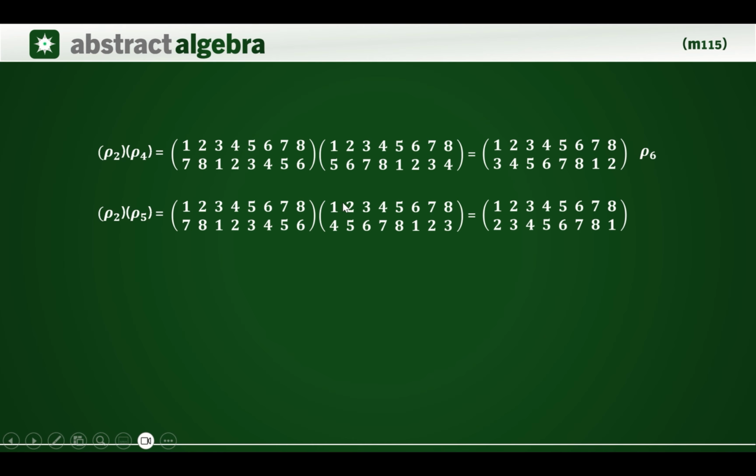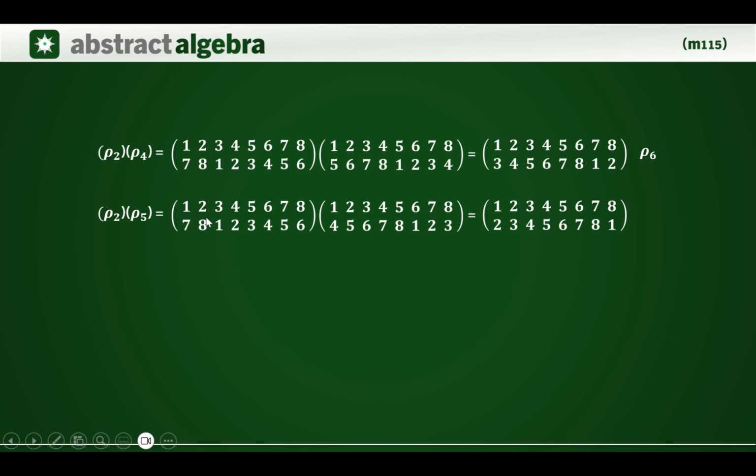So, we are going to map 1 maps to 4, 4 maps to 2, therefore 1 maps to 2. 3 maps to 5, 5 maps to 3, therefore 2 maps to 3. 3 maps to 6, 6 maps to 4, therefore 3 maps to 4. 4 maps to 7, 7 maps to 5, therefore 4 maps to 5. 5 maps to 8, 8 maps to 6, therefore 5 maps to 6.